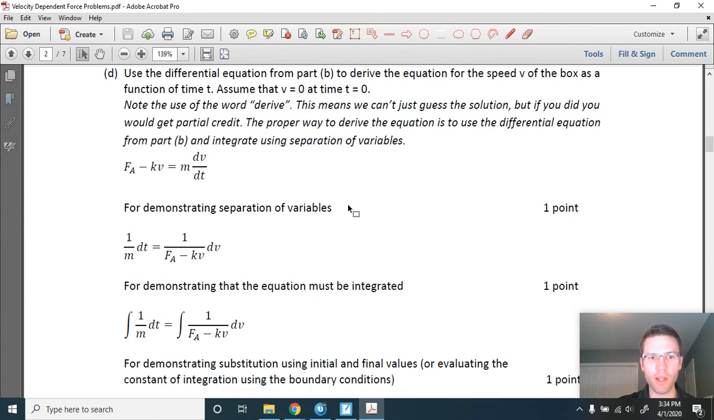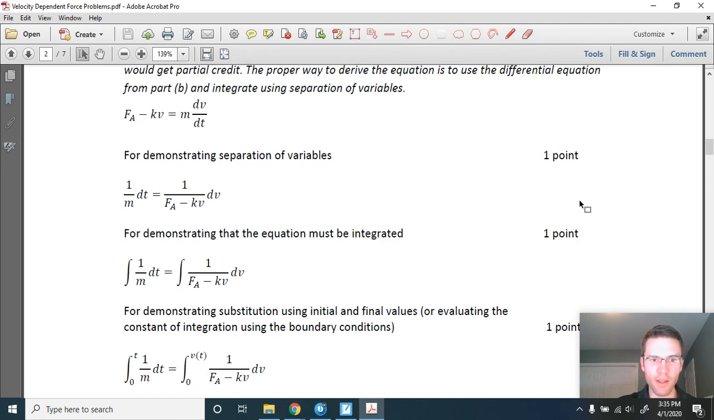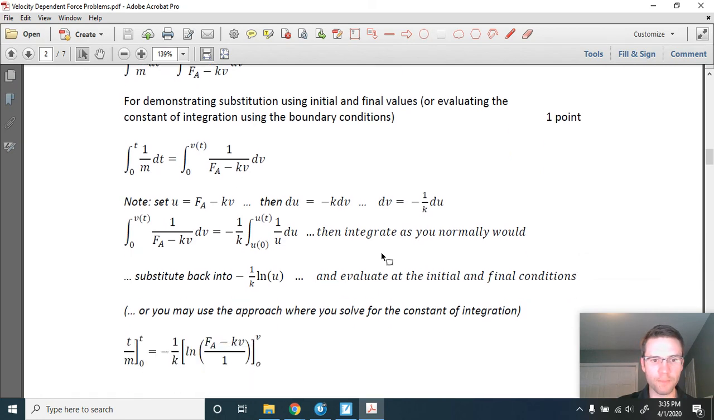And then how do you solve your differential equation? Watch where the points come from here. They set up their differential equation. That's from the previous part. They separate their variables. All you have to do is get v and t on different sides, dv and v on the same side, and you get a point. If you write the integral sign on both sides, you get a point. Just take the integral. Then you need to demonstrate substitution by using initial and final values. All this is saying is if you use your limits, you're plugging them in here. If you're not using limits, this just means that you're going to solve for c correctly. At the end of it, you get a point for that.